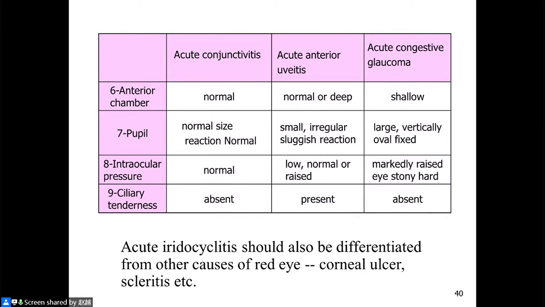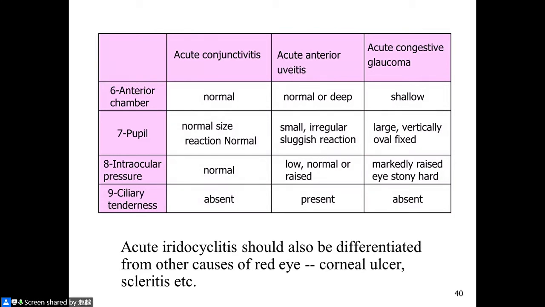8. Intraocular pressure. Conjunctivitis: normal. Anterior uveitis: low, normal or raised. Congestive glaucoma: markedly raised, eye stony hard.